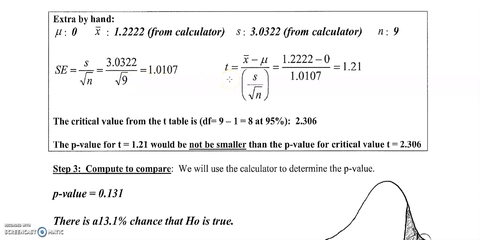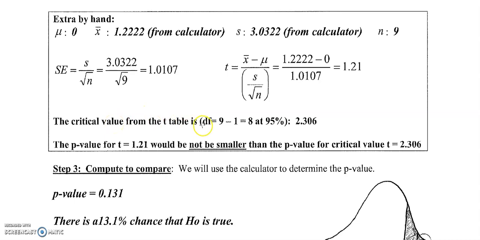To find our test statistic t, it's our x bar minus mu, which is 1.2222 minus 0, divided by our SE of 1.0107, which gives us 1.21. Now, to do it with critical values, our t is 1.21. So notice it's not too far to the right from 0. It's 1.21 to the right. And we get our critical value from the t table.